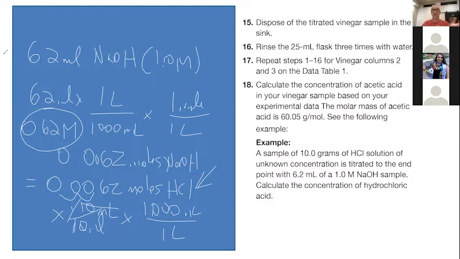So that's how you would do a titration: calculate the number of moles of the base, figure out how many moles of acid that is. What's the volume of your base? What's the volume of your acid? And then you figure out the concentration. Once you know the number of moles and you know the liters, then it's a simple matter of figuring out moles per liter.